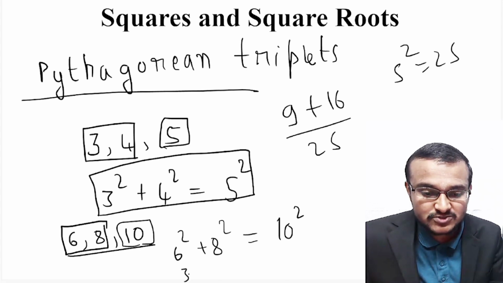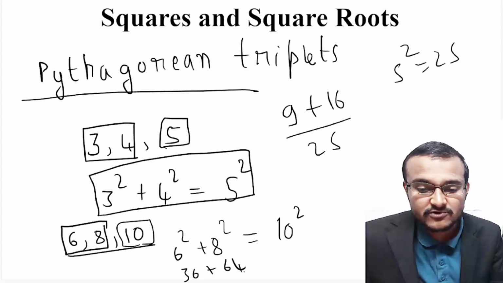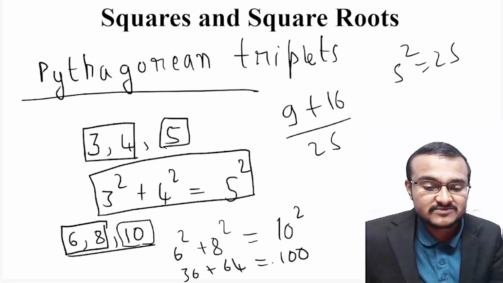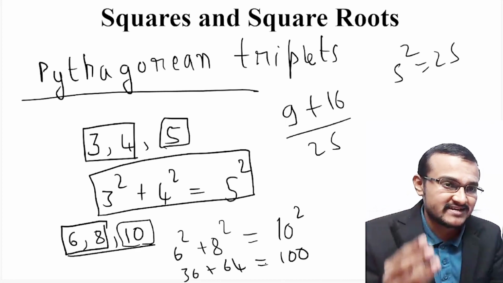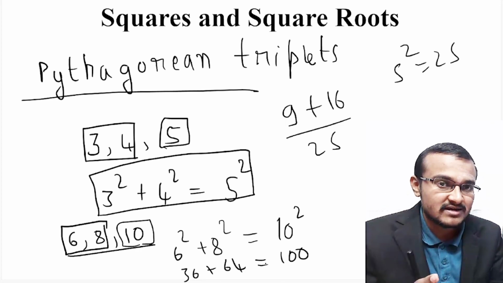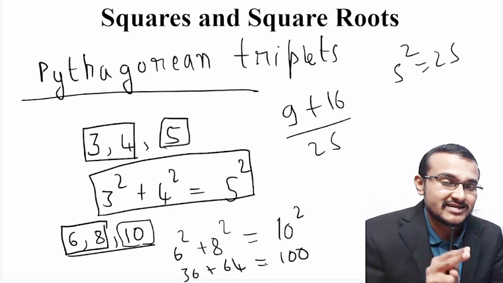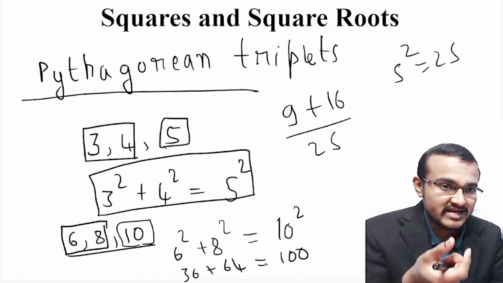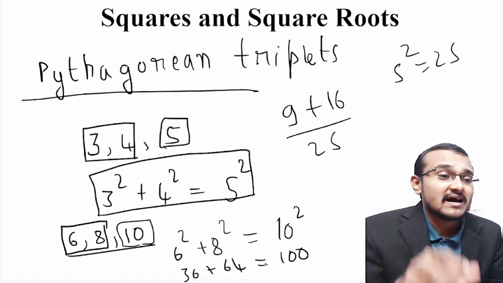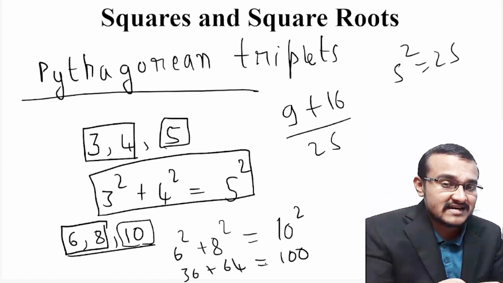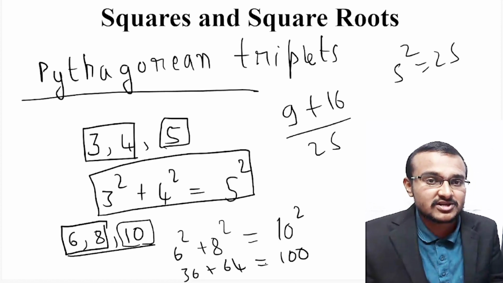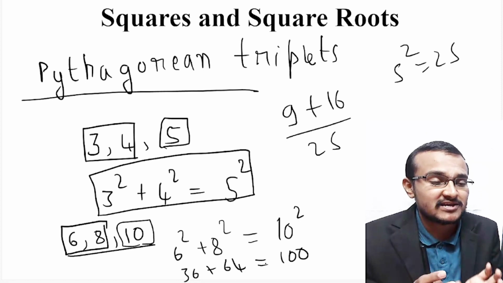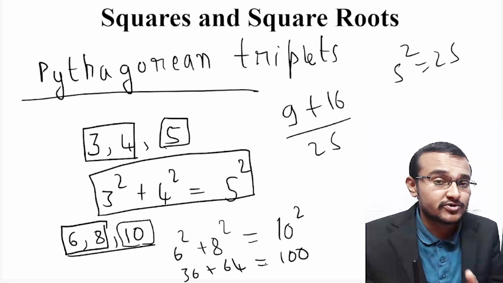Here also you can cross verify. 6 square is 36, 8 square is 64, 10 square is 100. So 36 plus 64 is equal to 100. So three natural numbers, if they satisfy this rule, where you take the two lowest numbers among those three, square them and add together, and you get the square of the third highest natural number, then those three natural numbers are known as Pythagorean triplets.